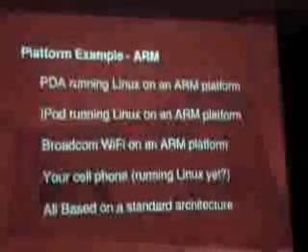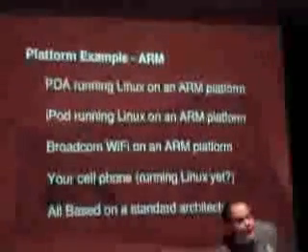We take ARM as another example. There's a PDA going around I gave out at the beginning. It's a Nokia 770. It's based on an ARM processor. This iPod that happens to run iPod Linux also has an ARM processor inside it. In fact, it has two. Apple didn't want to scrimp on processors, so they put two ARMs in here.